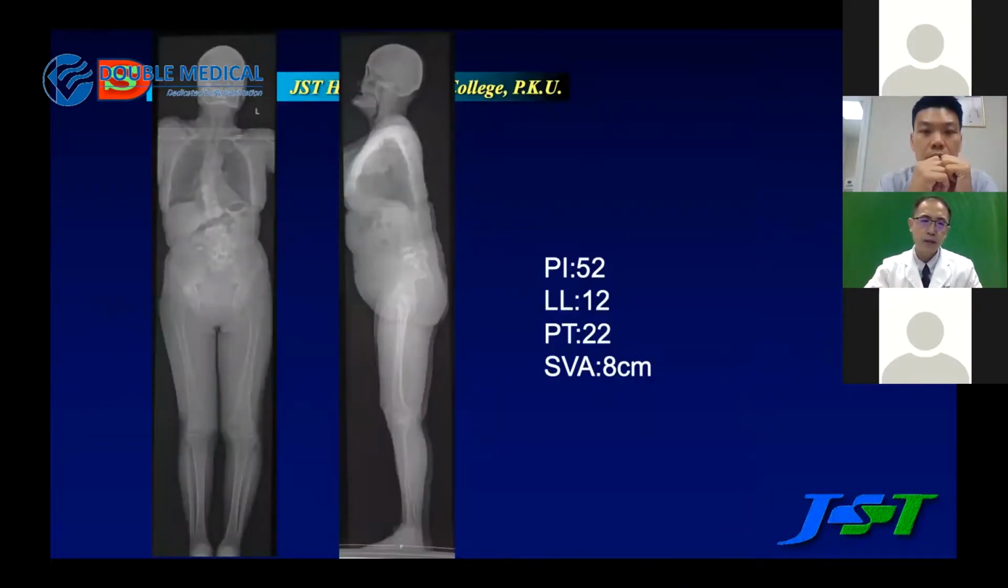We took a whole spine X-ray for this patient after the first stage surgery. We can see that the PI is 52. The lumbar lordosis is only 12 degrees, though we put 5 kgs. The lordosis was not well restored. The PT is 22 and SVA is 8 centimeters. So there is still sagittal malalignment, which is responsible for the fatigue of the lumbar spine after walking for more than 10 minutes.